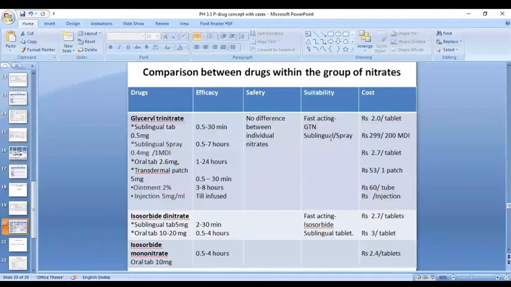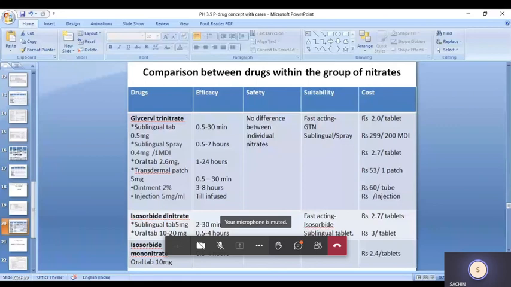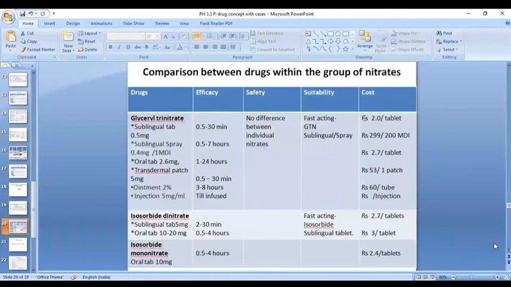Right. But on suitability, glycerol trinitrate is suitable because we have the sublingual tablet and also the spray available. So the sublingual tablet and spray, these are the 2 things we vouched for, the reason we have selected this particular group. The sublingual tablet would be around 2 to 3 rupees per tablet, right, and the spray would be around 299 rupees for every 200 metered doses. And there could be oral tablets. We won't go into oral tablet and patch because they won't meet our therapeutic objective.